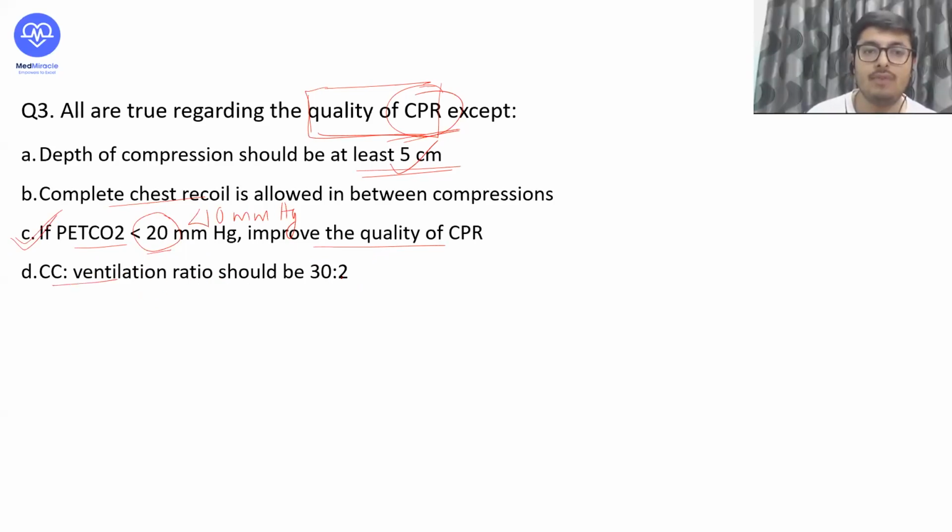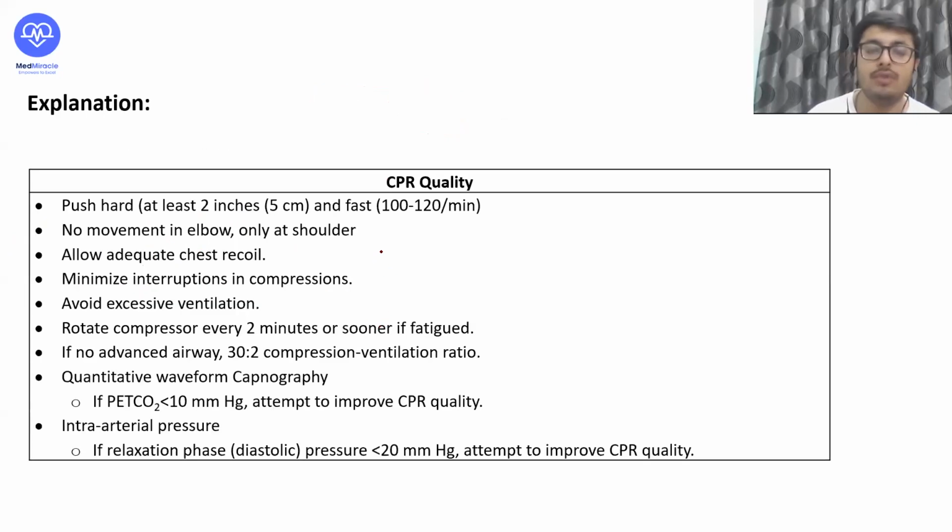The chest compression ventilation ratio 30:2 is absolutely a correct statement, right? So these are some facts regarding the quality of CPR which are mentioned in the BLS guidelines. So it should be hard and fast push. The rate should be 100 to 120 per minute, and the depth should be 5 centimeters or 2 inches. No movement should be done at the elbow joint. Only the shoulder should be moved. Elbow has to be fixed, right?